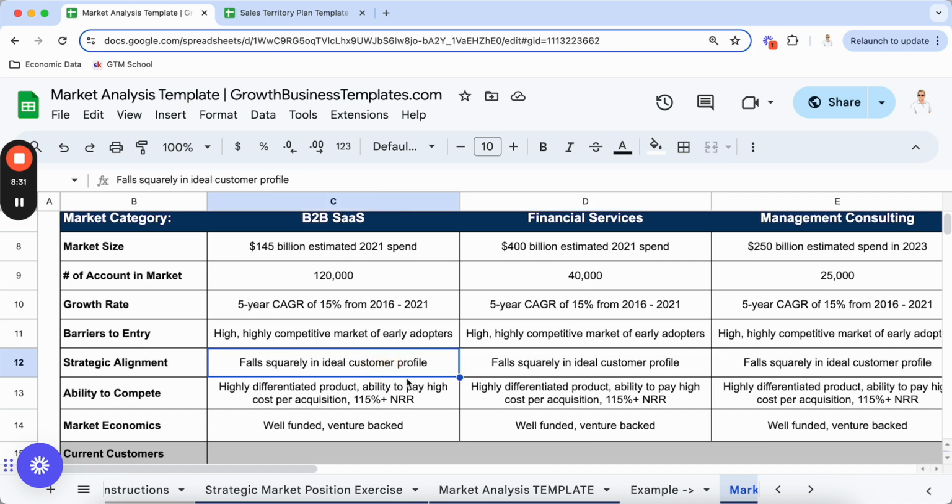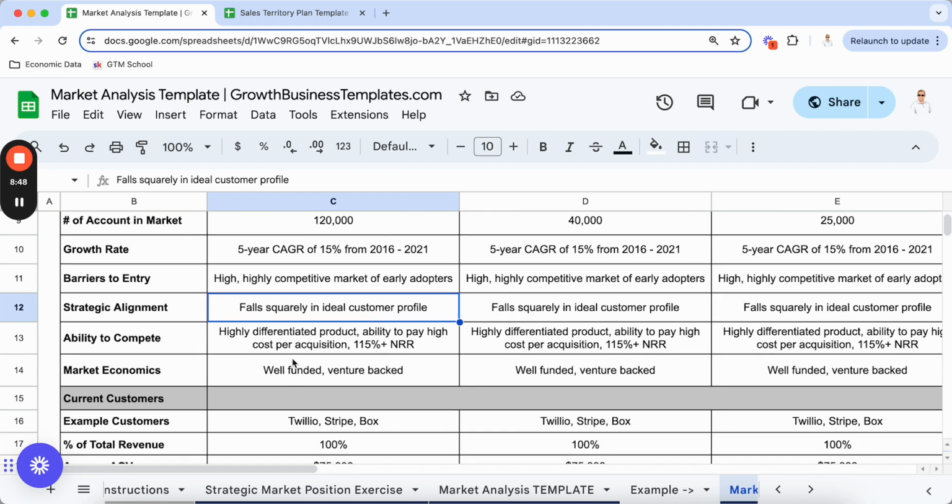Next is strategic alignment. So when you think about where are we going as a company and the strategy, how does this fall into that strategy? Does this take us away from our core offering long term, or does this keep us aligned strategically? Next is the ability to compete. So if we enter this market, what are the alternatives within that market that are currently serving this customer problem? And so can we compete in that arena effectively?